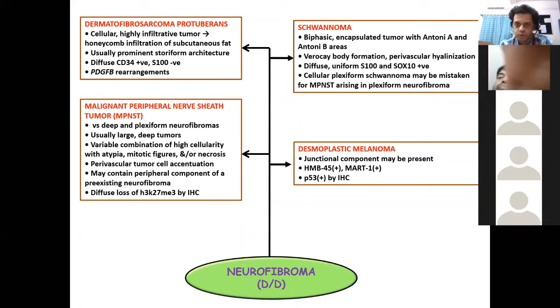So that's another issue. And as we know, desmoplastic melanoma is always an issue if you have a deep-seated, slightly neural kind of a tumor going deep down. So that's to be kept in the back of the mind, especially in the skin.